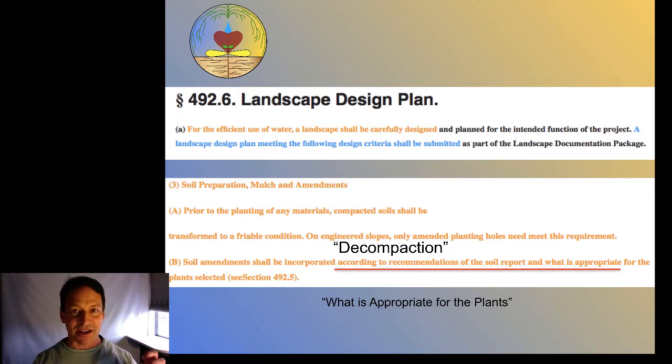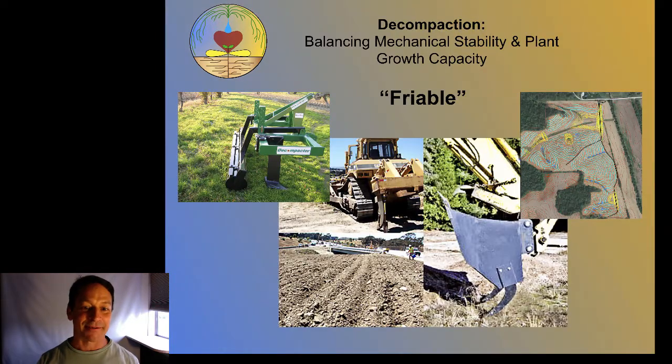So what does that mean? It means they want you to open up that soil, right? It doesn't mean you have to go through and cultivate the whole thing. It just means you got to decompact it, right? And soil amendments incorporated according to the recommendations, and what is appropriate for the plants selected. So it's nice that they threw that in there. If you're planting a swamp or a marsh, they're going to have different soil that's appropriate for them than a woodland plant.